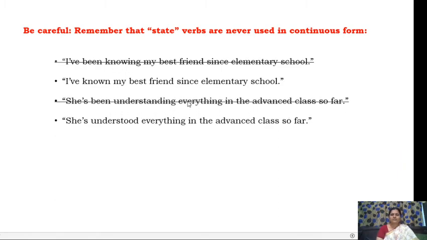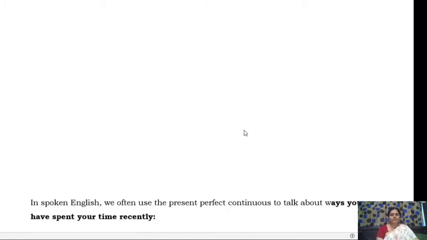"She has been understanding." This is something meant with action which relates to the mind. So we never use actions related to the mind in continuous form. This is one thing which we have to remember. This is a mistake. So we have to use "She has understood everything in the advanced class so far."